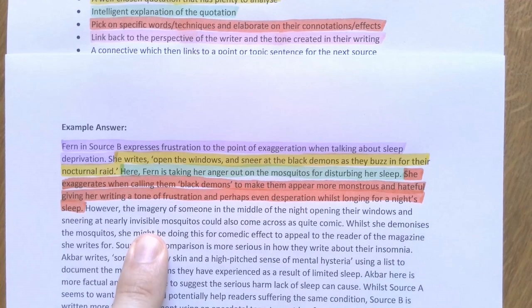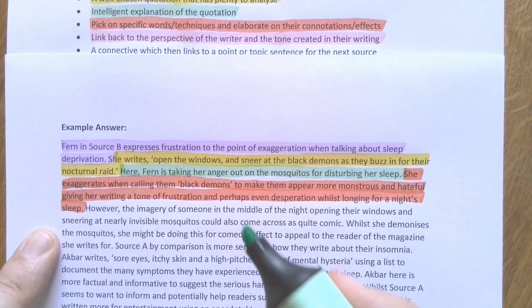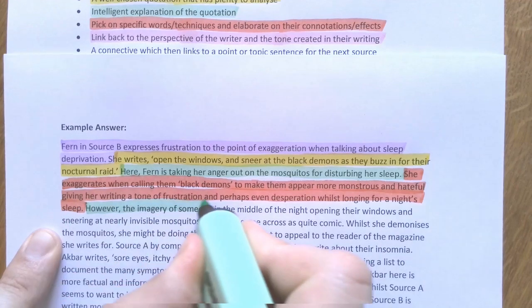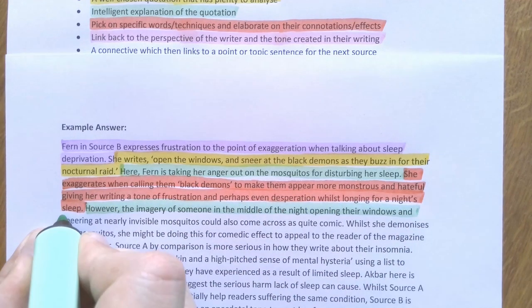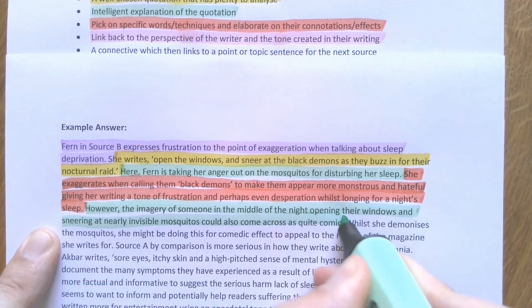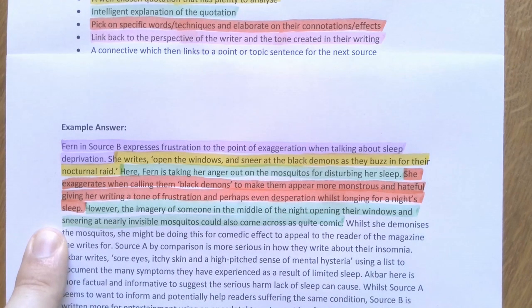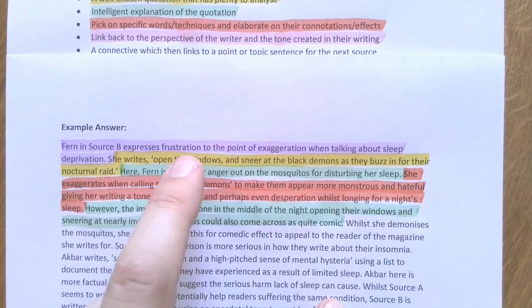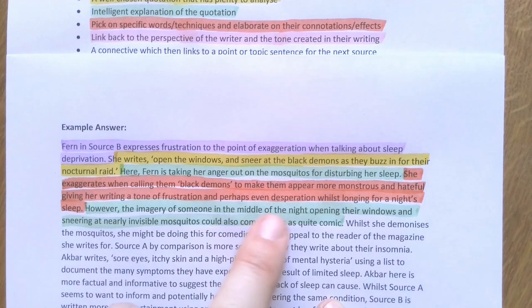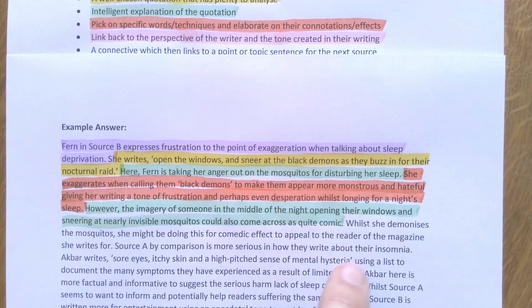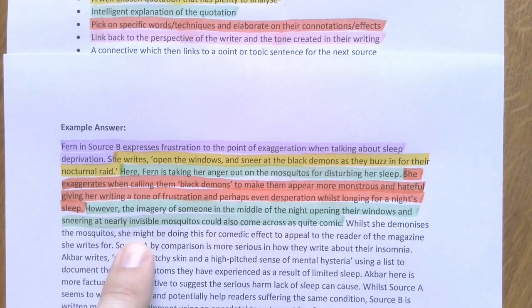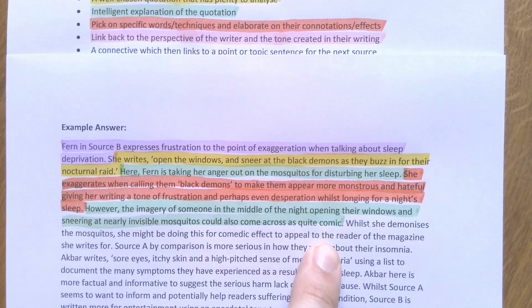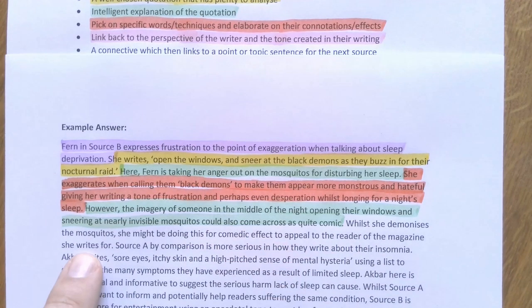So I'm going to go back to this colour for analysis. It's decent analysis of the quotation, and it works really quite nicely. It also links back to this tone, this perspective, because it's actually quite comic in terms of her writing, because she's obviously writing after the event. While she demonises the mosquitoes, she might be doing this for comedic effect to appeal to the reader of the magazine she writes for.